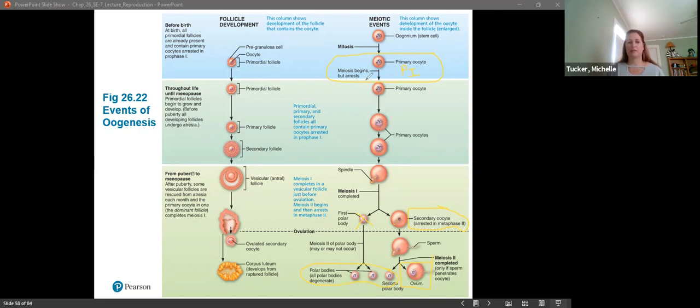And we're going to go through this a lot, because there's 2 phases. There's the follicle development, and then there's the oocyte development, and then we add the uterine cycle on at the end. So let's go back. We're going to take a look at this part, the follicle development.